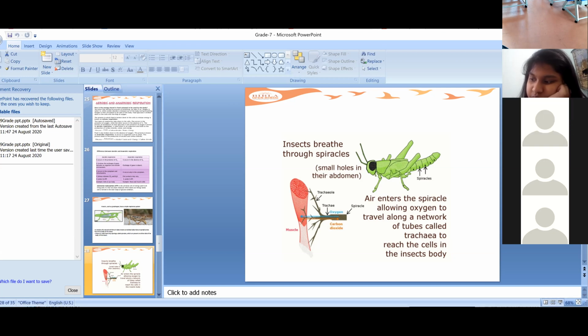Yes, you can see the blue line. This is the area of the opening of the spiracle. Here it is written spiracle. From this spiracle, the oxygen is passed, and it is getting inside the cells of the tissues of the insect body. And then from here, the carbon dioxide is being released out.